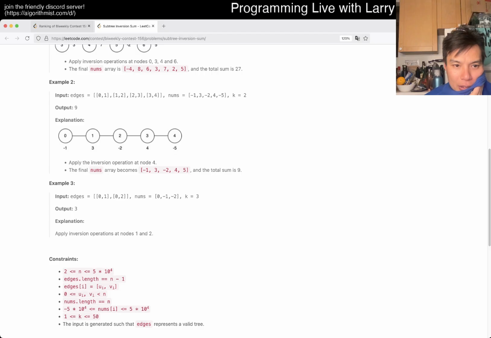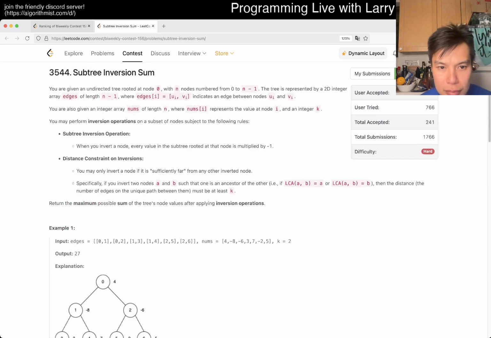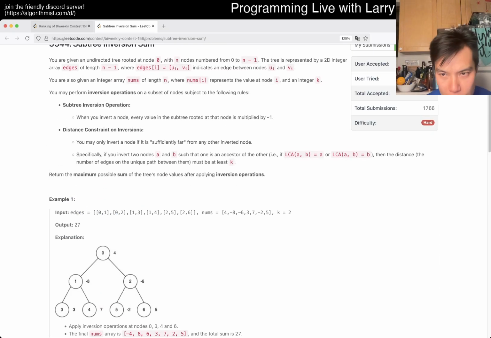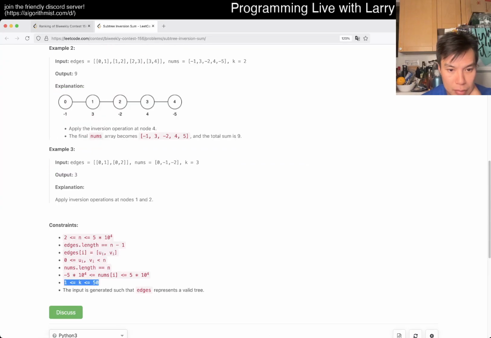At node 4. Okay. So I guess this is like a DP on the tree or something. K equal to 50 is useless, but okay. That's just like, maybe not actually. I don't know. All right. So, okay. What does this mean? Right? I want to say recursion in some way, but maybe... okay.